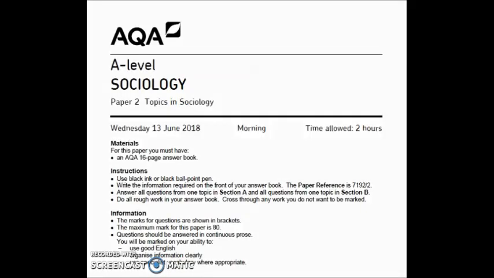So we are focusing on section B and in particular B2, which is global development. We're going to have a walk through the 2018 paper, the questions, a little bit about the examiner commentary, and you can access this freely from the AQA website. The link is in the comment section below, and let's get looking at it.